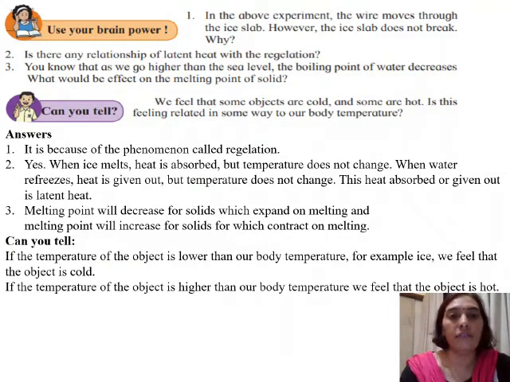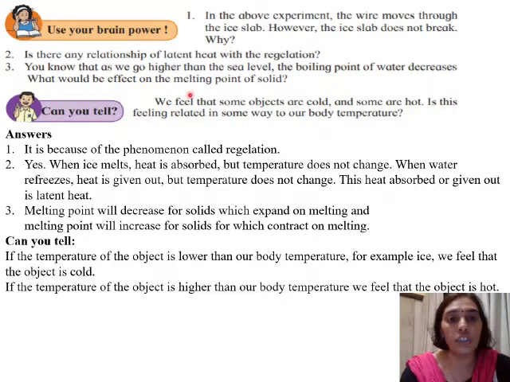So in this slide I've taken up a few questions, like the very first one. In the above experiment, the wire moves through the ice slab. However, the ice slab does not break. Why? So the answer is that it is because of the phenomenon of regelation. Now you will be expected to explain the entire process, but I have not done it over here just because we have discussed it in detail.